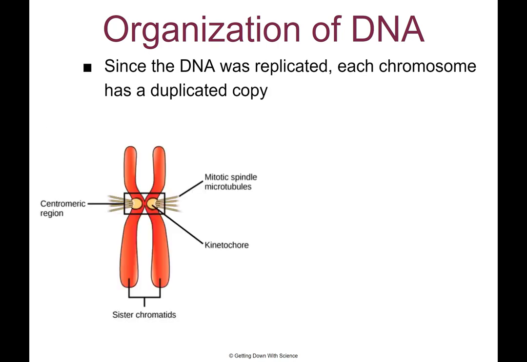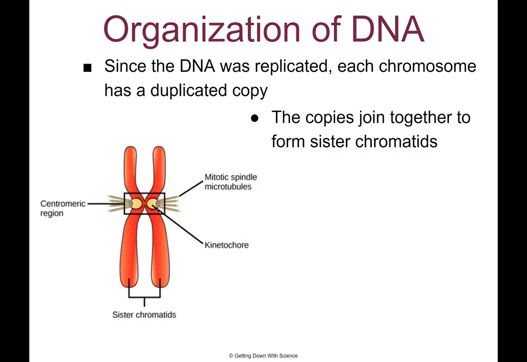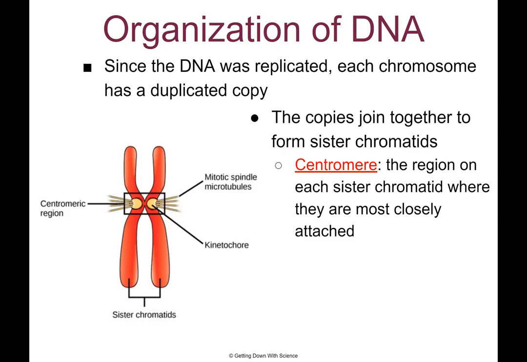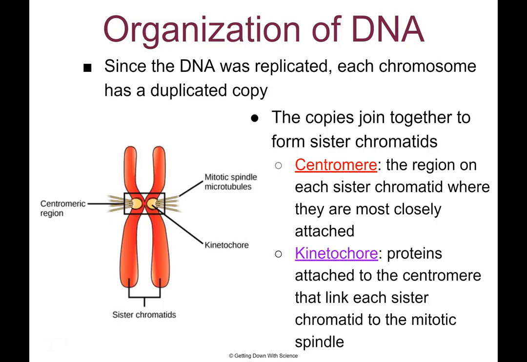Since the DNA was replicated, each chromosome has a duplicate copy. So here you see we actually have two separate chromosomes that are attached to each other. The copies join together and form what we call sister chromatids. Our sister chromatids here, one chromosome, two chromosome, together they're sister chromatids, and they're held together in the middle with a centromere. That is the region right there in the center that holds them together.